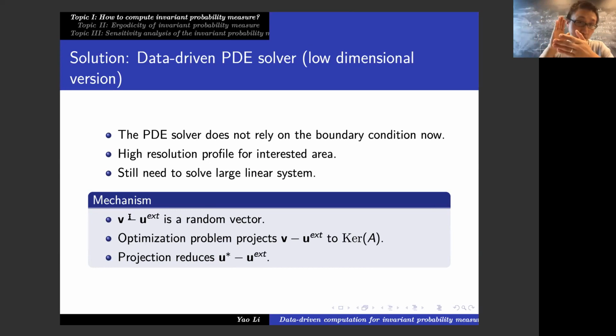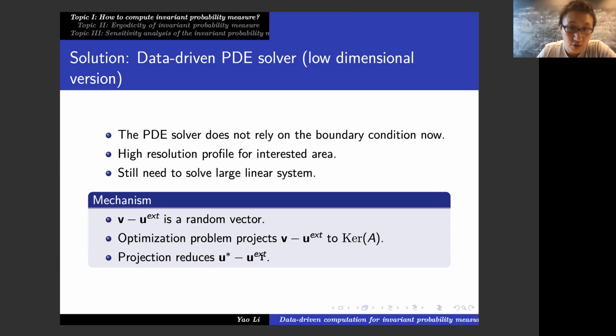And well, this optimization problem just projects your random vector to the kernel space. You have this projection from the dimension 1 million to like 1000. Then suddenly you are going to lose lots of its norm. So this projection greatly reduces the error.